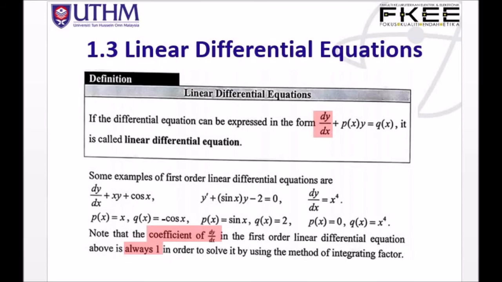So what are the examples of the first order linear differential equation? Now let's look at here. dy over dx plus xy plus cos x. If you compare this equation with this form, you have dy over dx, here also the same, and then p(x)y, here also got y, and then p(x), so p(x) is equal to x. And then we compare with q(x). We have the cos here, so we need to move cos to the right hand side. So q(x) is the negative cos x.